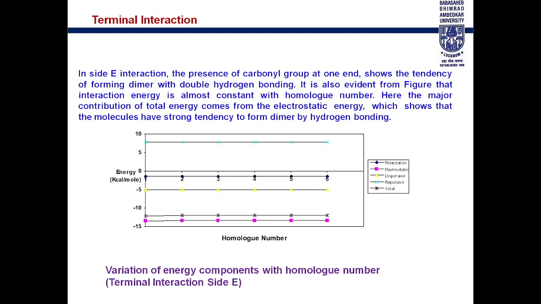In the terminal side E interaction, the presence of a carbonyl group at one end shows the tendency of forming a dimer with double hydrogen bonding. It is also evident from the figure that interaction energy is almost constant with homolog number. Here the major contribution to total energy comes from electrostatic energy. This shows that the molecules have a strong tendency to form a dimer by hydrogen bond.